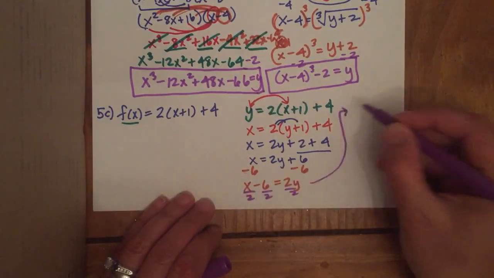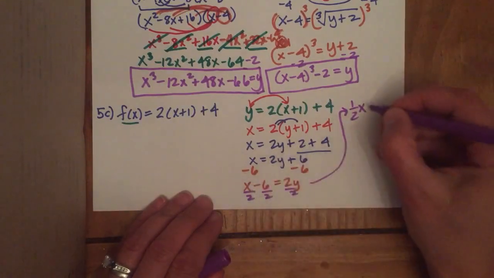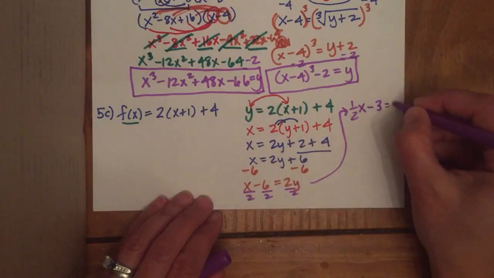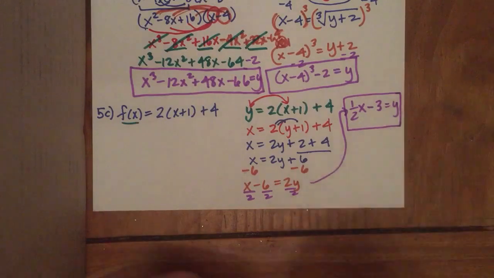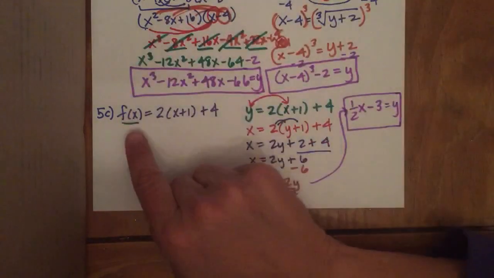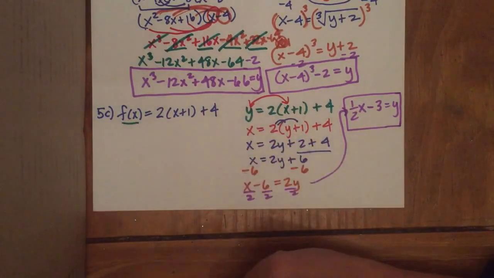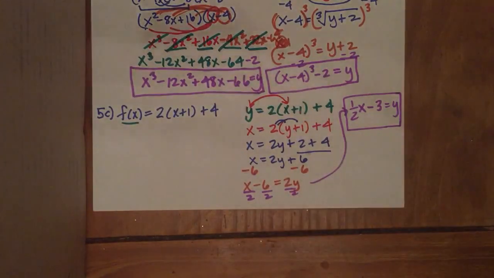And we'll go up here and write the answer. So you get 1/2 x, which is the same as x over 2, minus 3, which is what 6 over 2 is, equals y. And that is your inverse function. So once again, to find the inverse function, you replace the f of x with y, you switch the x and y because that's the domain and range, and then you solve for y, and that gives you your inverse function.